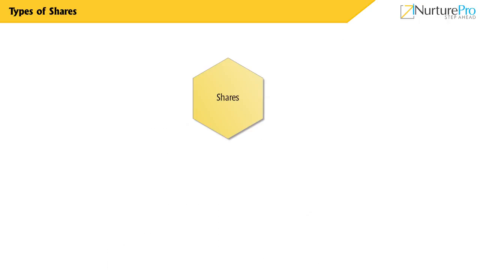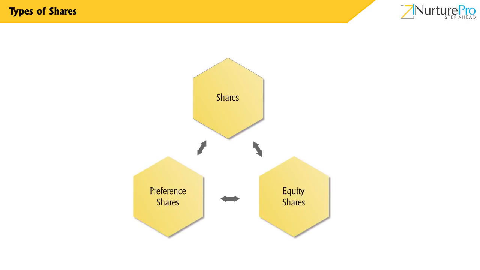A company's shares can be divided into two basic types. They are preference shares and equity shares. First, let's understand preference shares in detail.